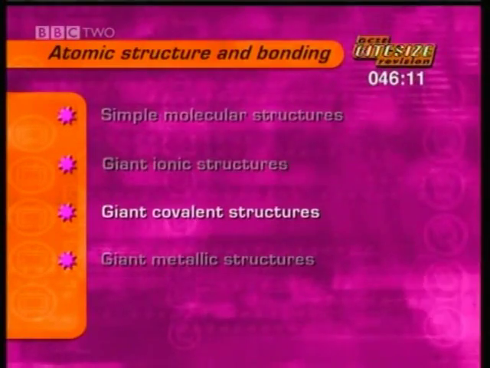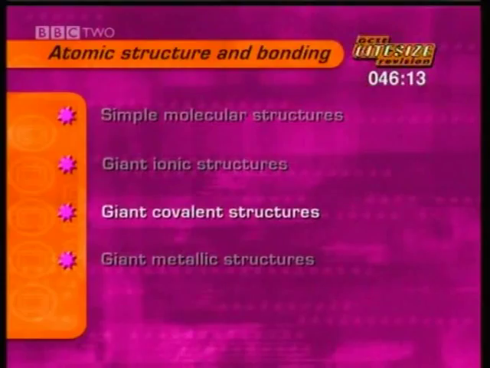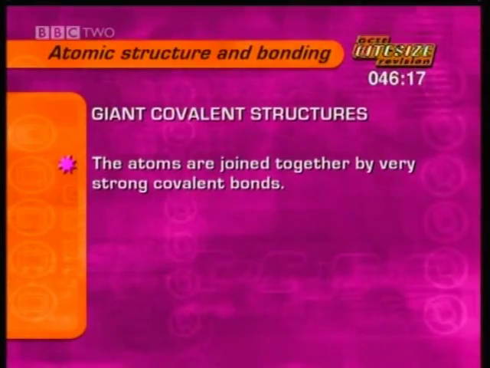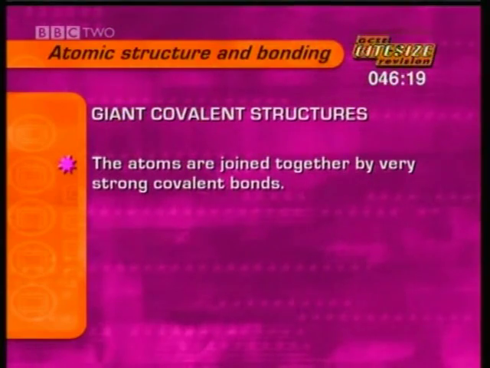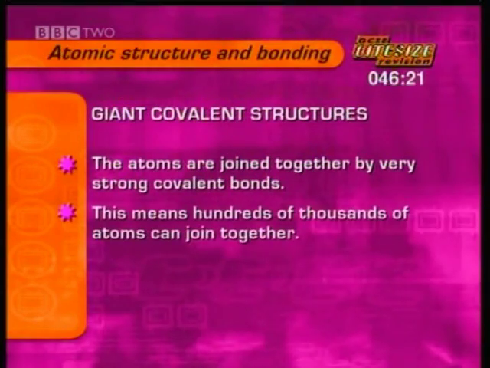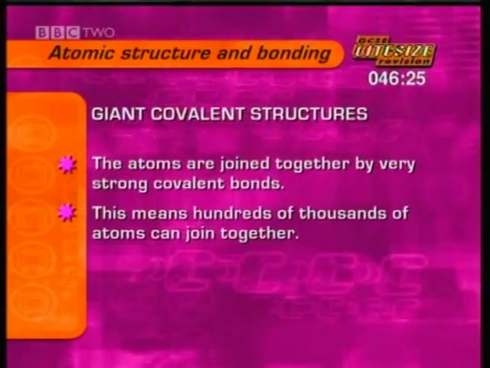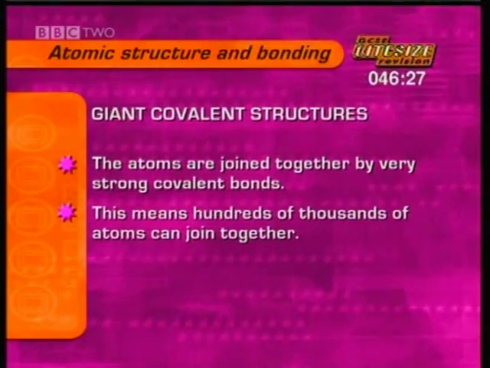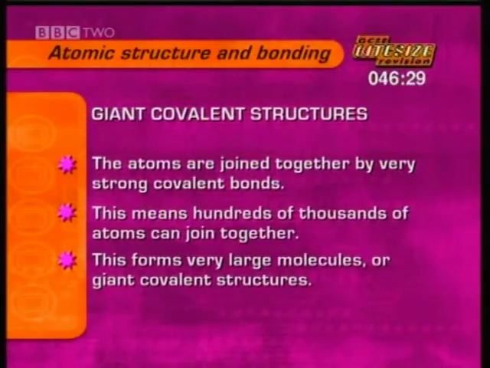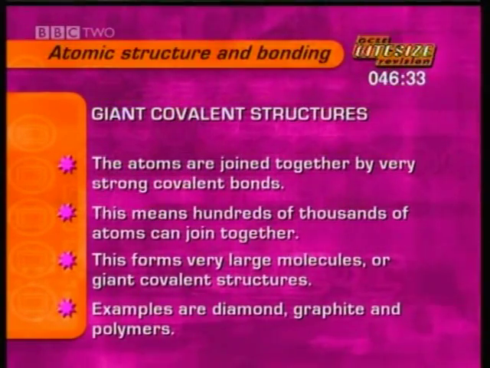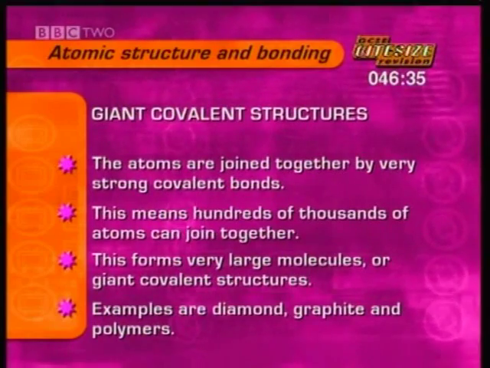Next, giant covalent structures. In covalent structures, the atoms are joined together by very strong covalent bonds. Because of this, hundreds of thousands of atoms can join together to form very large molecules or giant covalent structures. Examples include diamonds, graphite, and polymers like polythene.